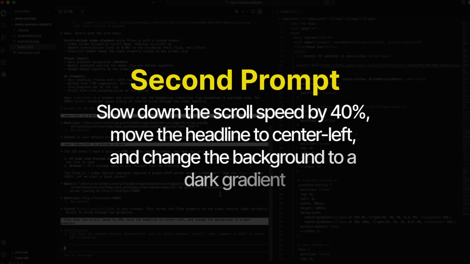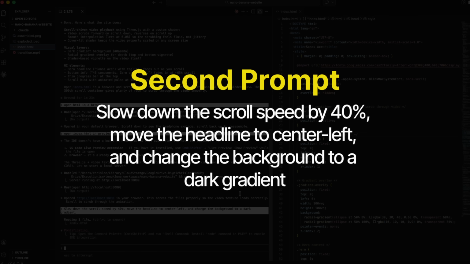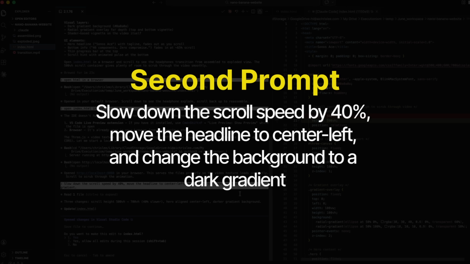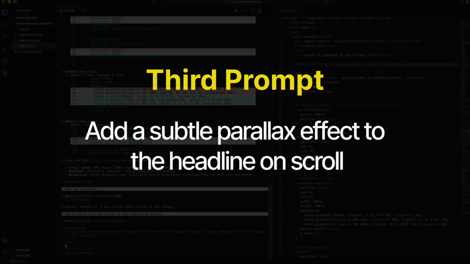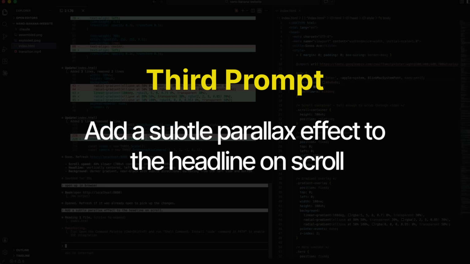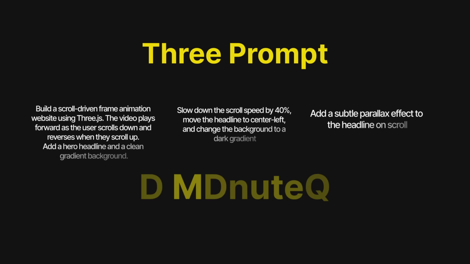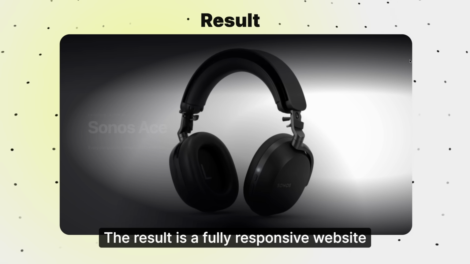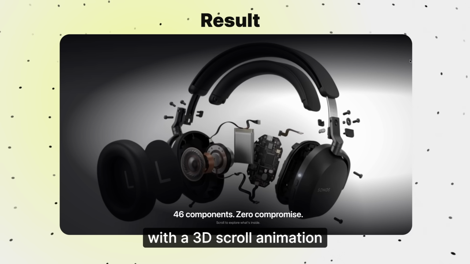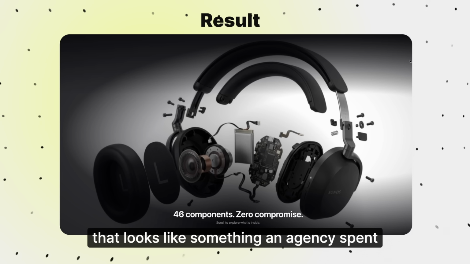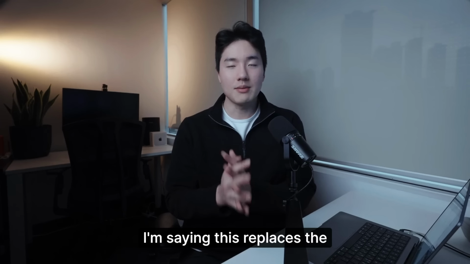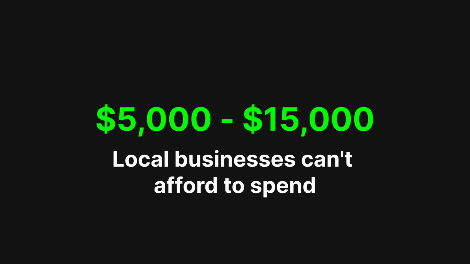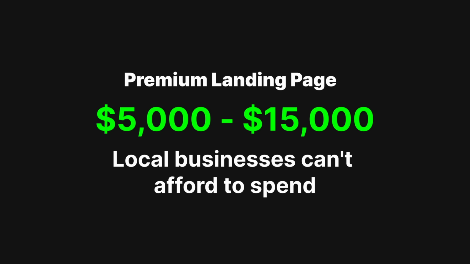Second prompt: slow down the scroll speed by 40%. Move the headline to center left and change the background to a dark gradient. Better. Third prompt: add a subtle parallax effect to the headline on scroll. Done. 3 prompts, maybe 8 minutes total. The result is a fully responsive website with a 3D scroll animation that looks like something an agency spent 6 weeks building. I'm not saying this replaces professional developers. I'm saying this replaces the $5,000 to $15,000 that local businesses can't afford to spend on a premium landing page.